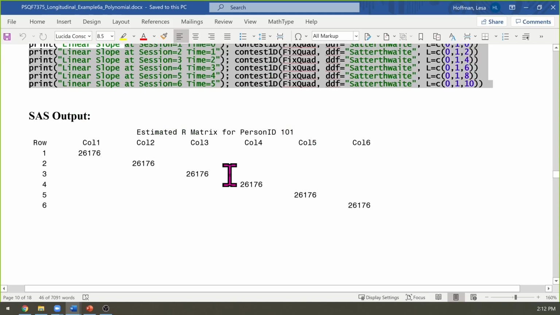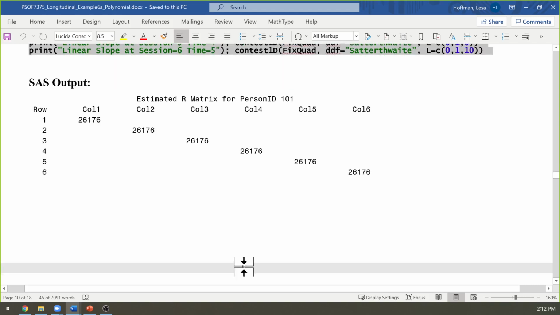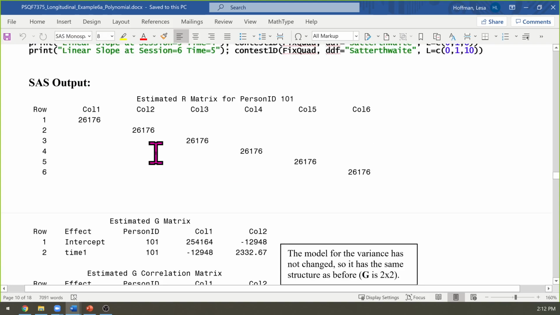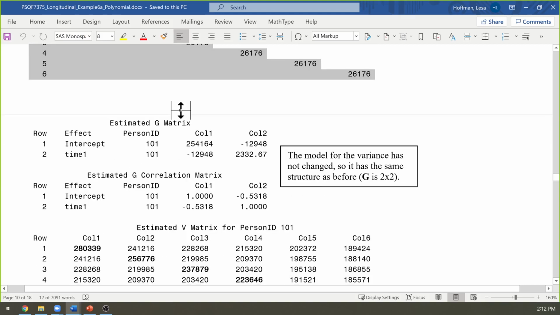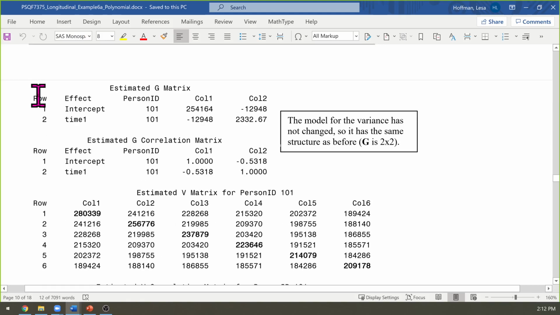So just as a reminder, the model for the variance at this point has only a single residual at level 1 whose variance is assumed to be equal across time. So this is the diagonal structure that is usually assumed to be true for these models. You can add to it, but we're not doing that right now. Do that in a minute. We got a G matrix.